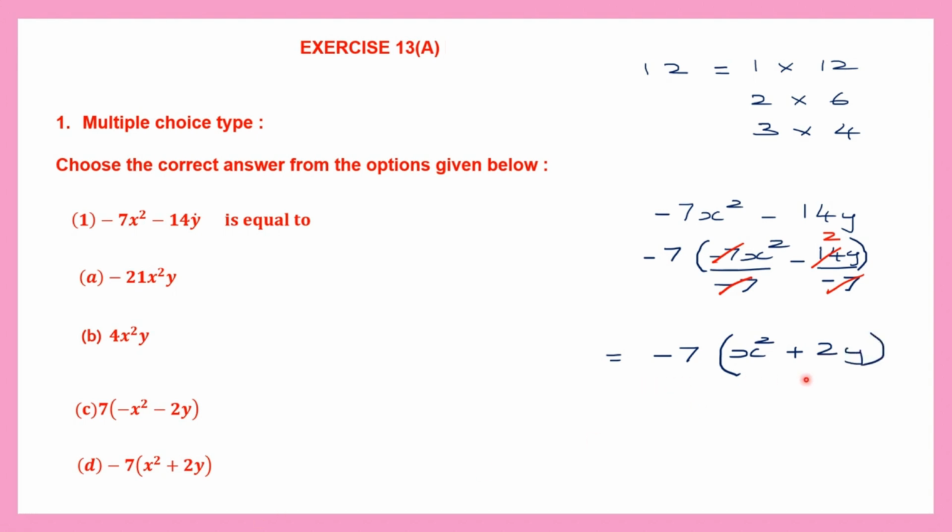Now, this might seem a little difficult initially, especially when you do this division. But with a lot of practice, you won't even have to do the division. You will get it immediately. You'll be able to pick out the common factor. So this is what we have done.